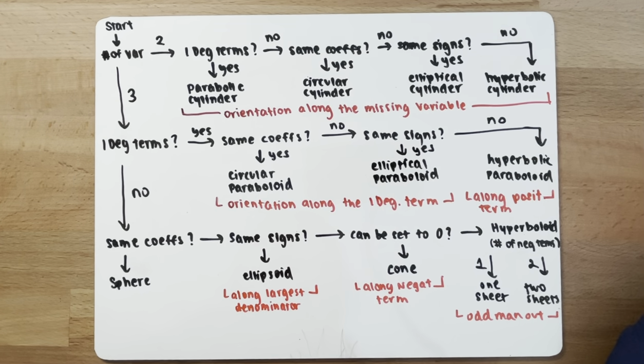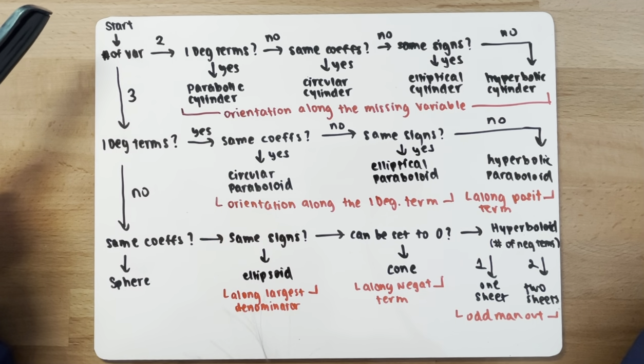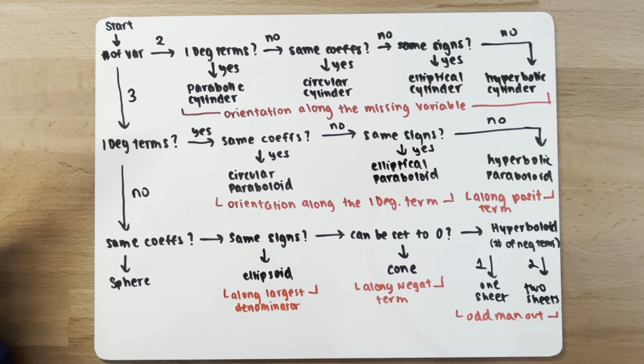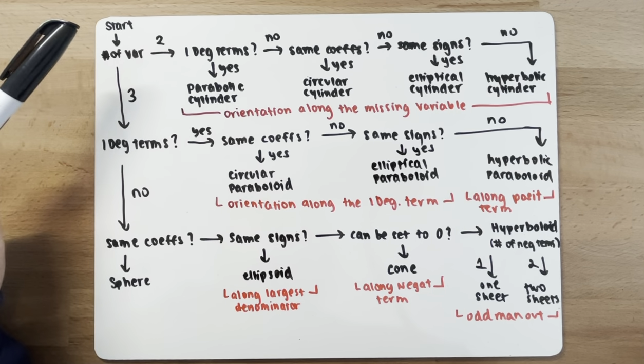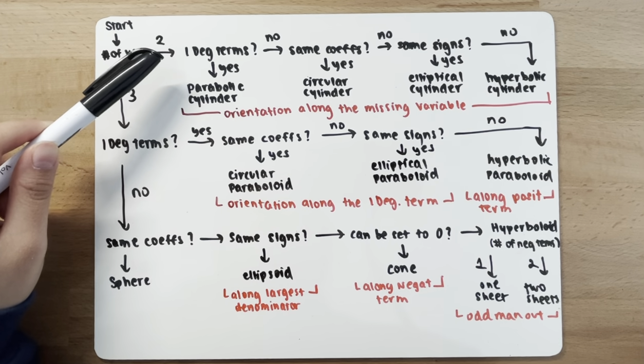Today I will be explaining this flowchart that will help you identify 3D shapes. So you want to begin with start. Whenever you see an equation, you want to ask yourself, how many variables are there? If there are 2, you're going to ask, are there any 1-degree terms?